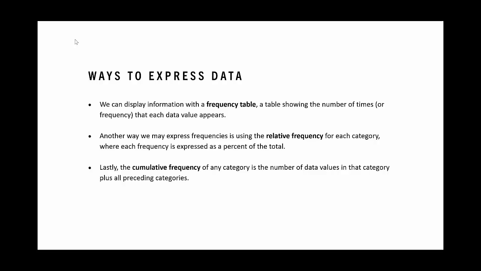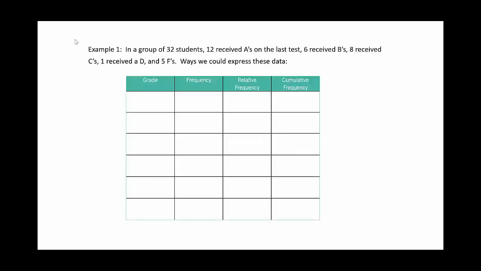And then lastly, there's the cumulative frequency. The cumulative frequency of any category is the number of data values in that category plus all preceding categories. So in our first example, we have a group of 32 students. And of these 32 students, 12 received A's, 6 B's, 8 C's, 1 D, and 5 F's. We could express the data using all three of these ways.